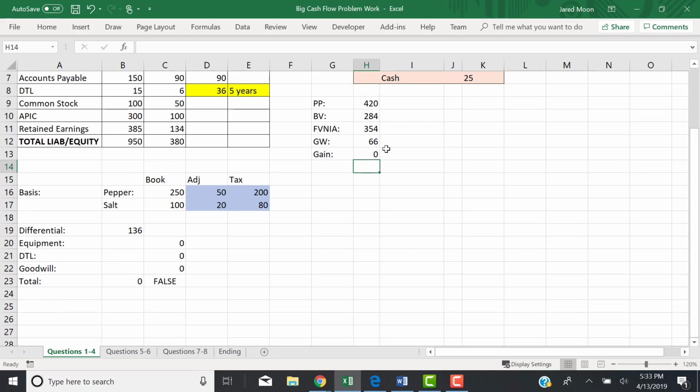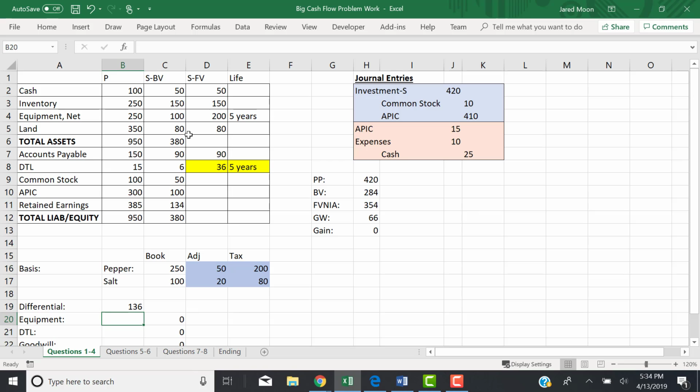To now figure out the differential. What is it? Well, it's going to be the fair value of net identifiable assets plus goodwill, which is the purchase price in this case, purchase price minus book value. And so when you do that, you get this amount. You do fair value of net identifiable assets plus goodwill minus book value to equal 136. Then from there, you allocate that out.